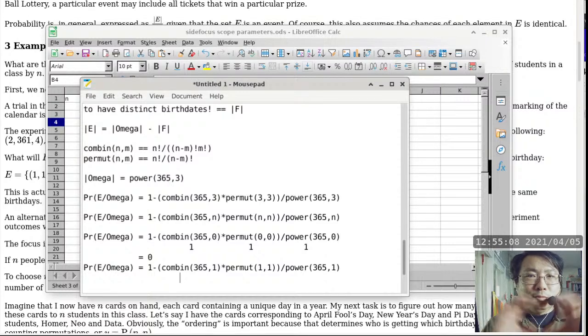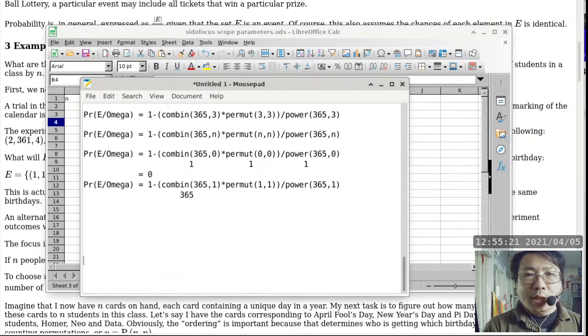So without even referring to the equation, without using a spreadsheet, I want you to be able to intuitively figure this one out. Exactly, 365. And then we get to the next part, which is permutation of 1, 1, which is basically saying I have a bag with only one item in it, and how many ways can I choose just one item out of the bag where ordering is important?